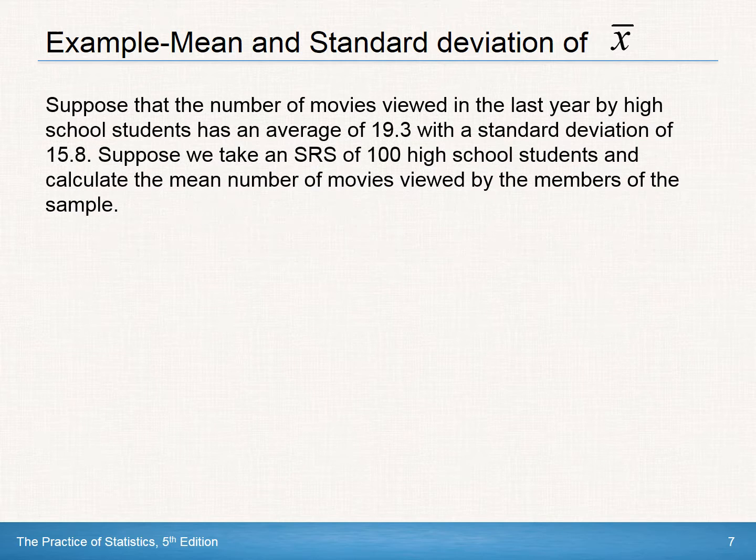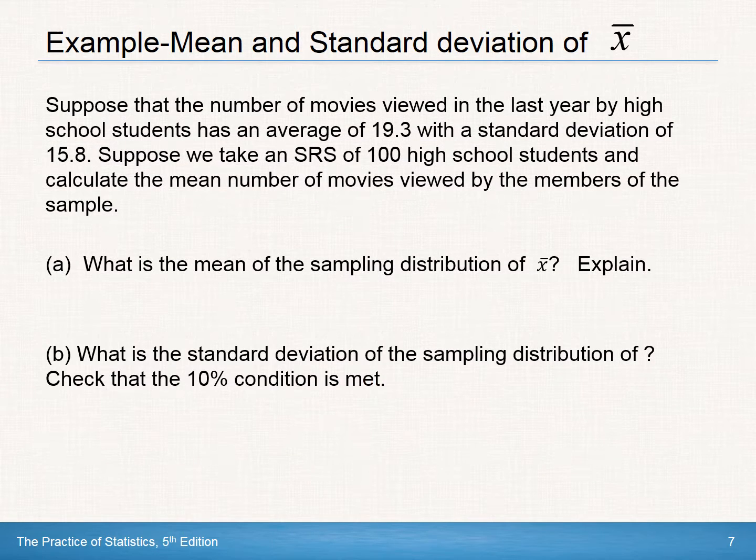I just wanted to leave those up there for a second so you could see them. Okay, so if you need to take a minute, pause it, and then take a look at the answers.